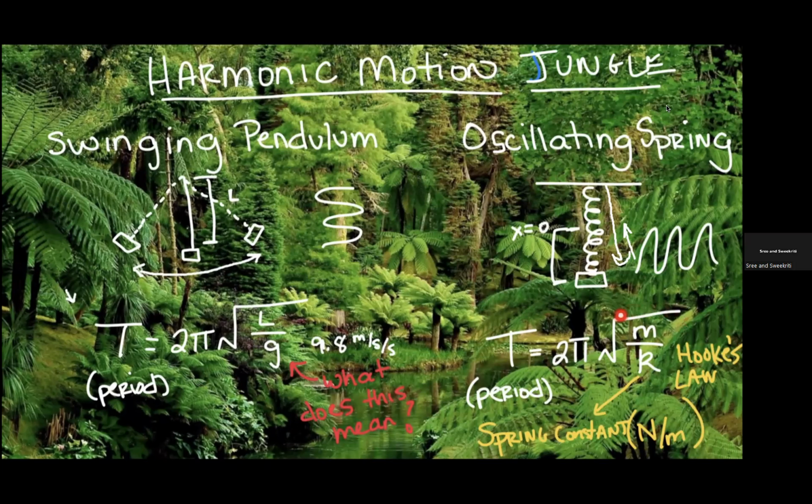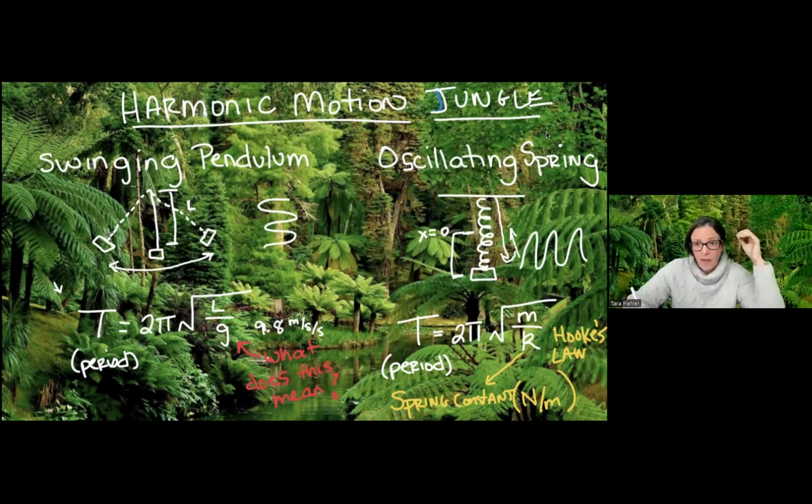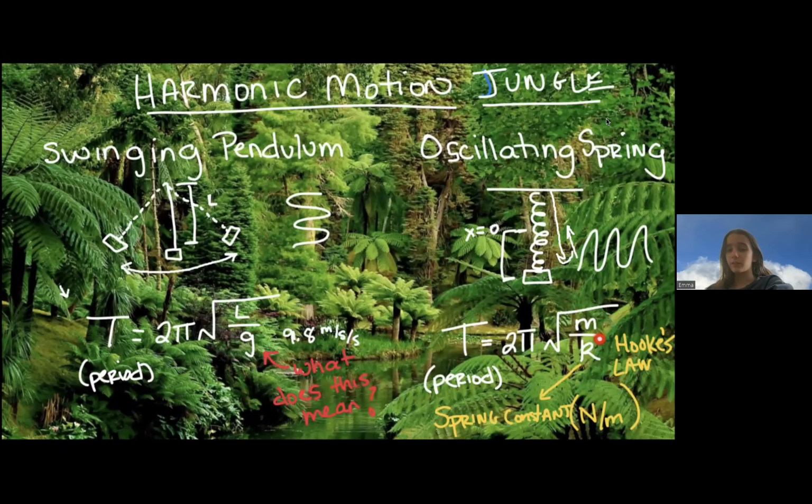On an oscillating spring, all of a sudden mass does matter quite a bit. There's an R for your A. You said M over A, and there's an M over R. I think it's a K. Oh, all right, that's a K. That's like a lowercase. Okay.